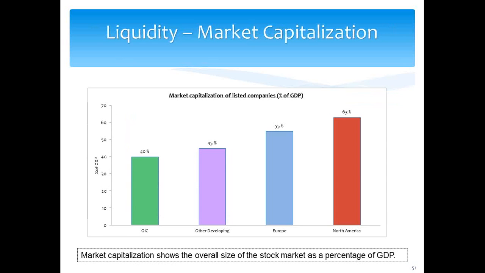Next, this regression table shows the variable of market capitalization of the listed companies. This shows the size and depth of the market as a percentage of the GDP. So market depth is an important component of an economy, and a robust market attracts capital, which can then be allocated efficiently to other projects which contribute further towards the growth of the host economy. We look at the chart, and it appears that even though the OIC countries have the lowest percentage, they're still not that far behind Europe and North America. 40% compared to about 55 to 63%.